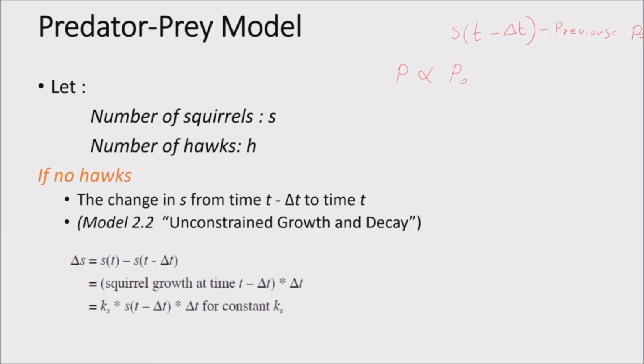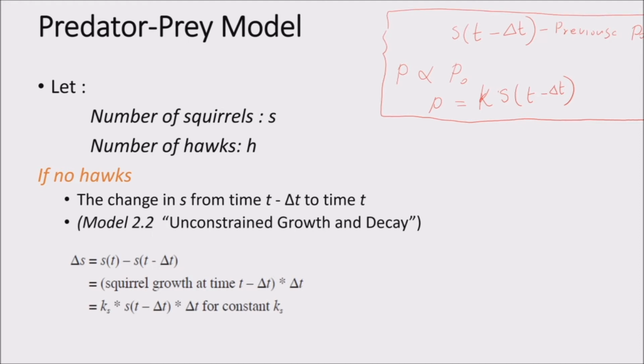The current population is proportional to the previous population, so that means we need a constant here. So instead of this one, I'm going to write it this way: the population is equal to a constant, k, times S at t minus delta t. So we know this one already, right? Keep this in mind when we're looking at the next part. Okay, let's put this on the side.